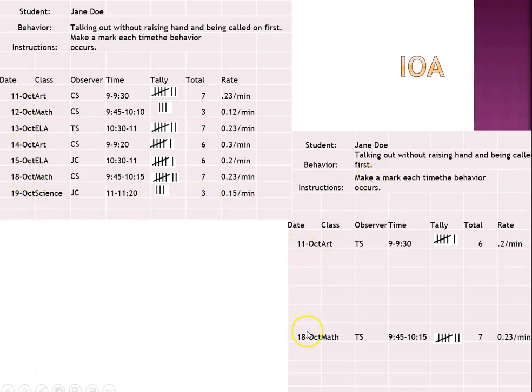On the 1st and the 6th day, a second observer collects the same data. Take a second and make a comparison here. We have 7 and 6. What's the reliability here? 6 divided by 7. On this day we have 7, and again with 7 agreement. What's the reliability here? 7 divided by 7. Each time we take that number and multiply it by 100 and we will get the percent agreement.